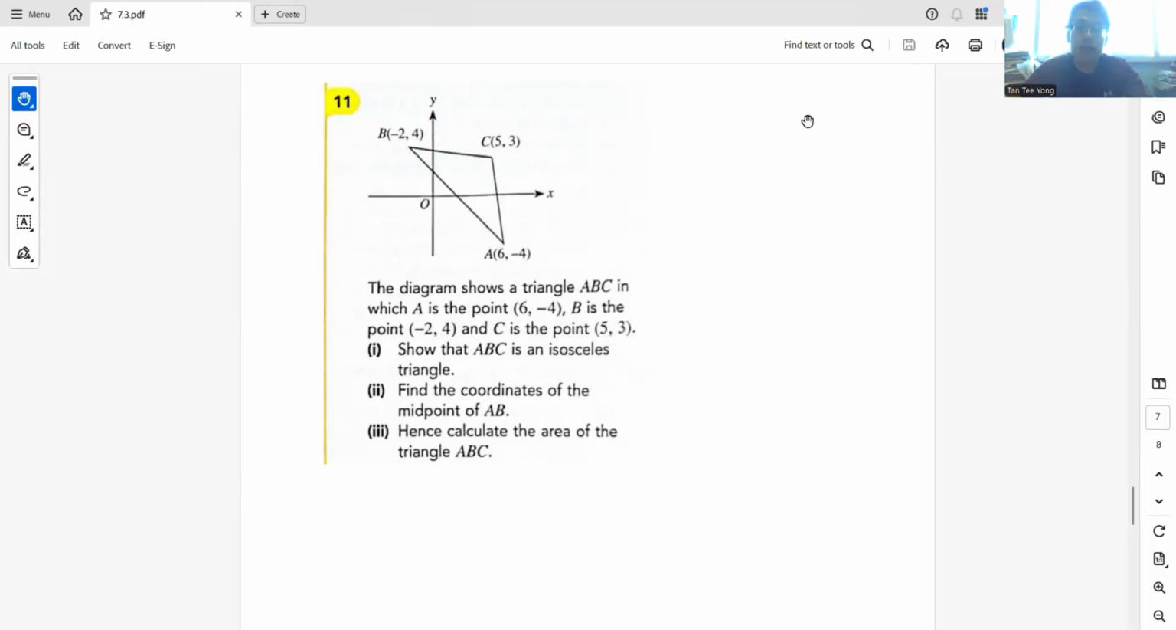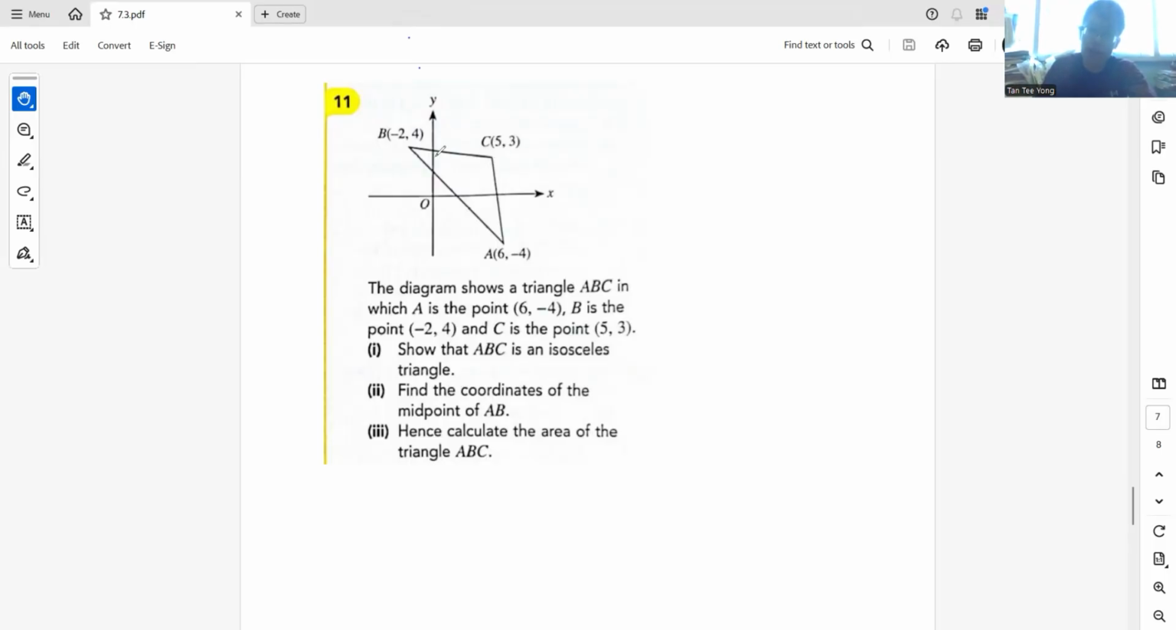Okay, let's go through question 11 together. Luckily, they drew us the diagram, so we don't really need to draw. The diagram shows a triangle ABC, and they give us the coordinates. I'm not going to read them out because they're on the diagram. Part 1, show that ABC is an isosceles triangle. For an isosceles triangle, you have to show that two lengths are the same, right? The diagram might not be drawn to scale, but you can see that BC and CA are the shorter lengths.